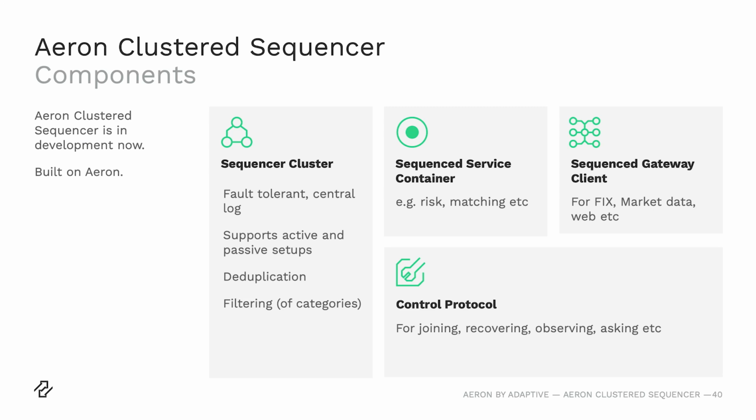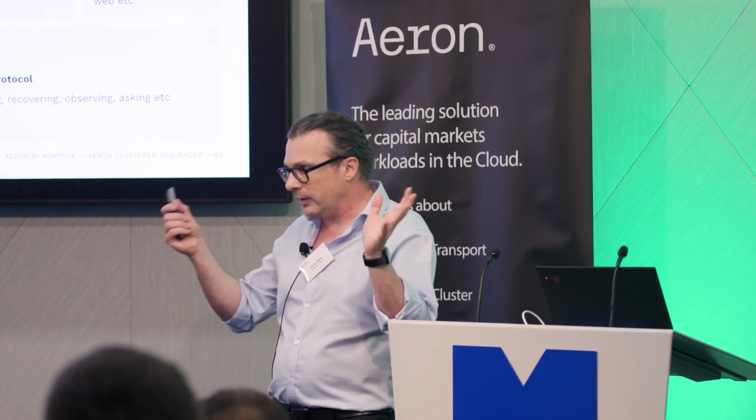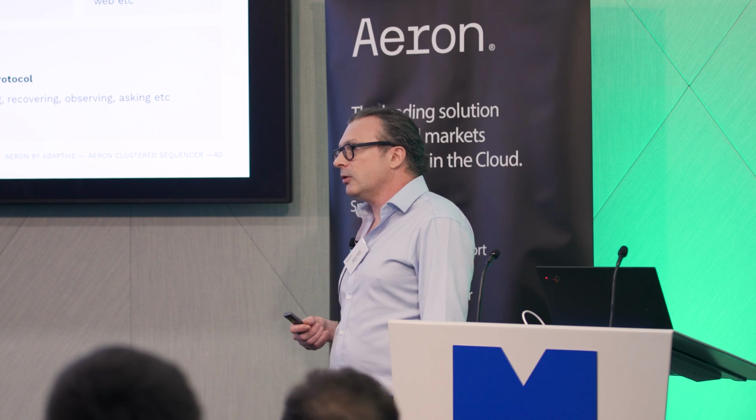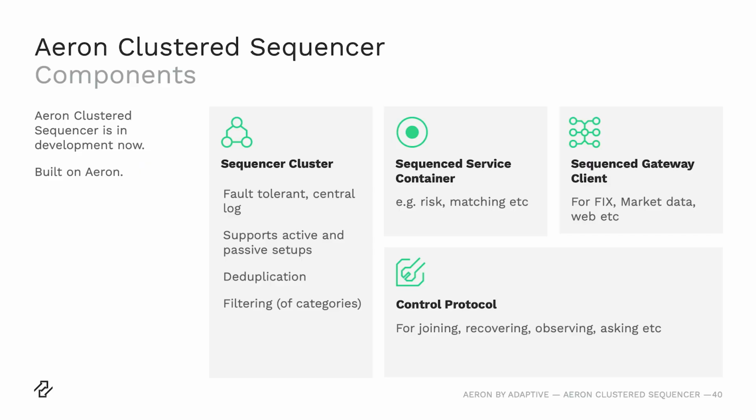So sequencers in general, our clustered sequencer has a few components, very similar to the picture that I put up at the start. It's built on Aeron. It has at its heart a sequencer, but it's a clustered sequencer, not a primary, secondary sequencer. So that gives us some good Aeron benefits out of the gate. Fault tolerance, it's the central log, can support all sorts of active, passive setups. It does the deduplication and does filtering of categories. Other solutions like this might call them topics, we call them categories.